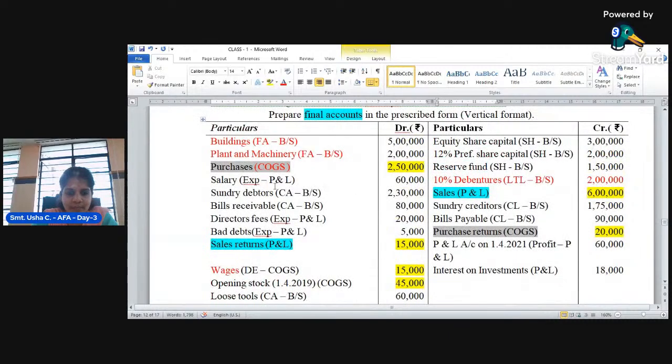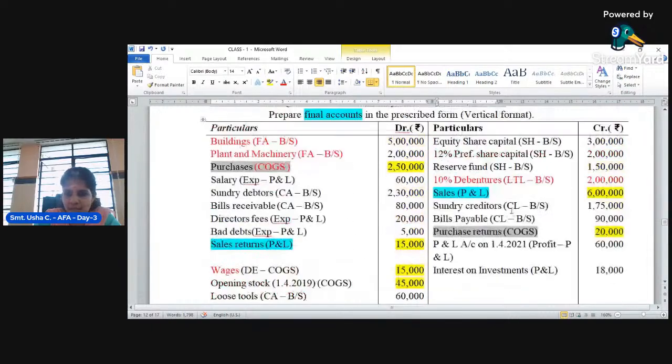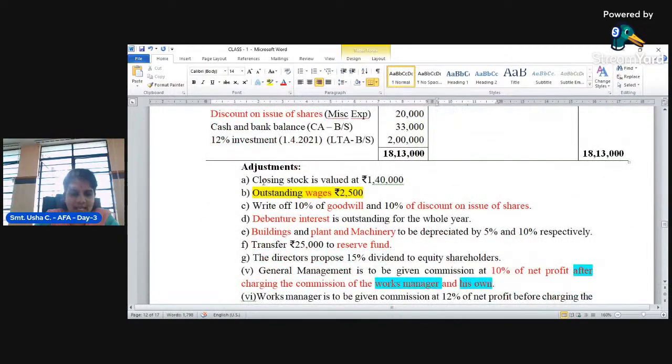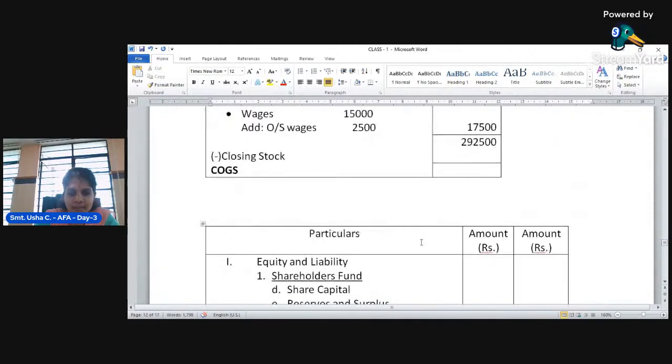Left out item. Look at here. Any cost of goods sold item which we have not considered, we have marked it here as cost of goods sold item. Any item is left out? No, right? So only one item left out, that is closing stock. One time we are taking into consideration this 1,40,000 of closing stock.